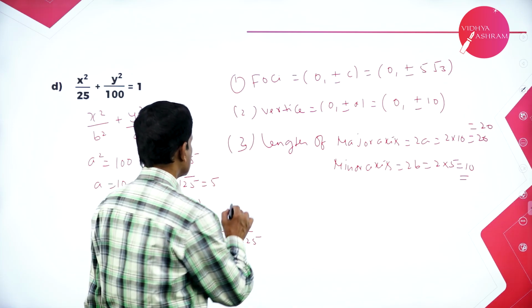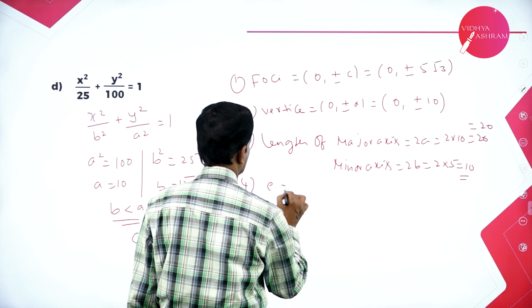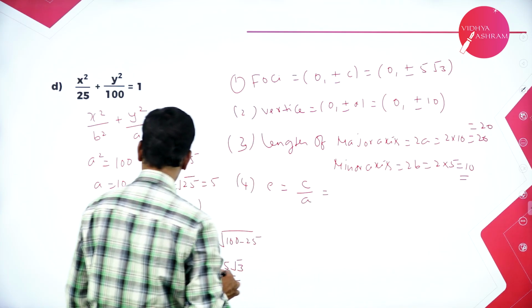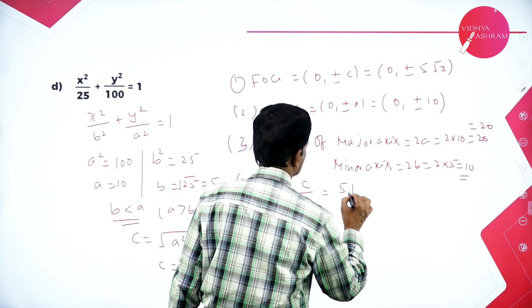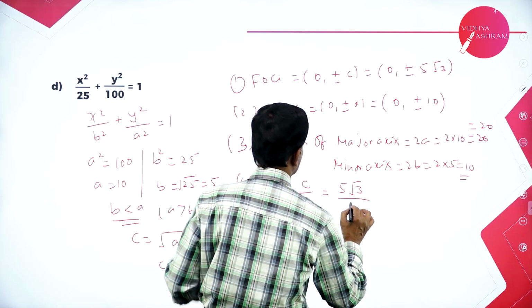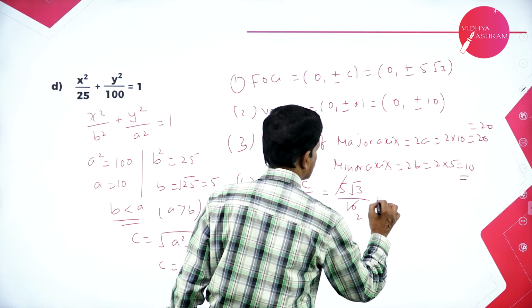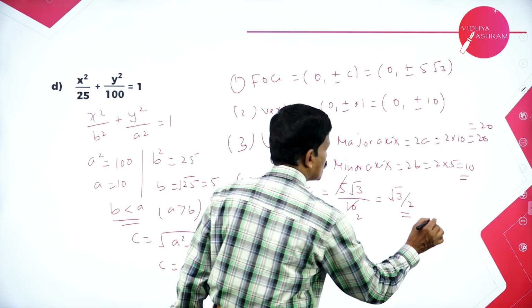Now write down the eccentricity. The eccentricity e is equal to c by a. What is c? C is 5 root 3 divided by a. A is 10. So 5, 2s gets cancelled. Root 3 by 2 is the eccentricity.